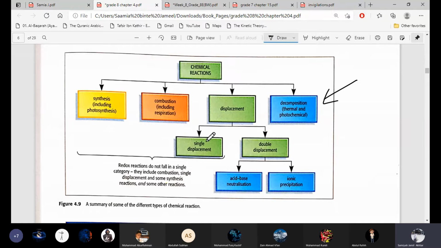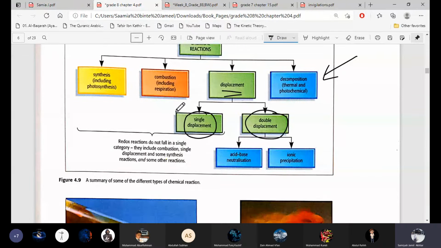Right now I will just tell you that a displacement reaction can be single displacement, and it can be double displacement also. A single displacement is when only one substance is displaced, but in a double displacement reaction, two substances are displaced.